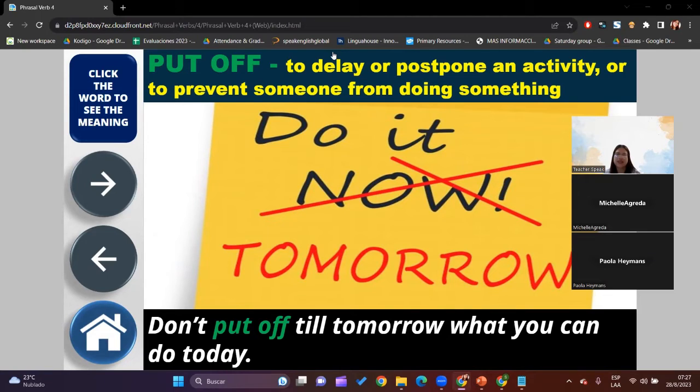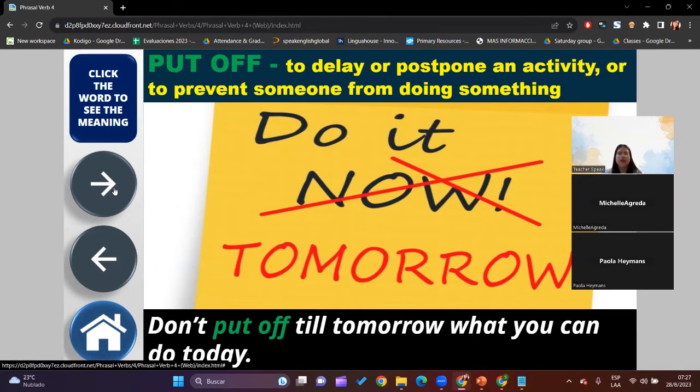It's like in Spanish, right? No dejes para mañana lo que puedas hacer hoy. That would be the phrase. Don't put off till tomorrow what you can do today. That would be the expression. So to put off is to delay or to postpone an activity. So you can say we're going to put off this meeting from next Thursday. Okay, so that will be put off.